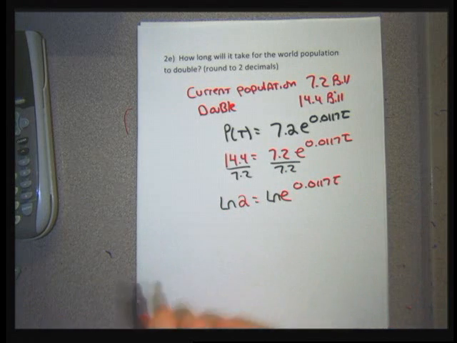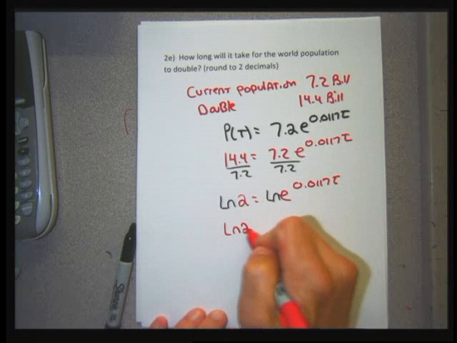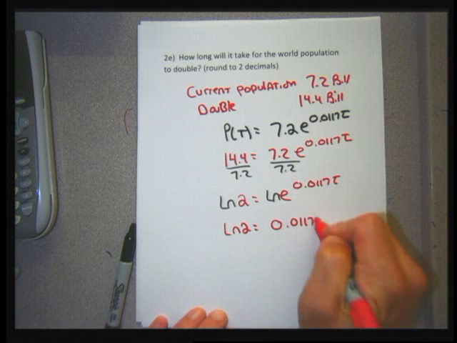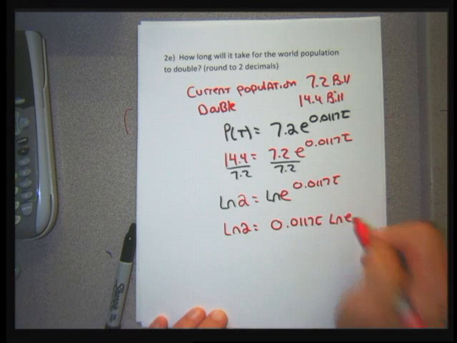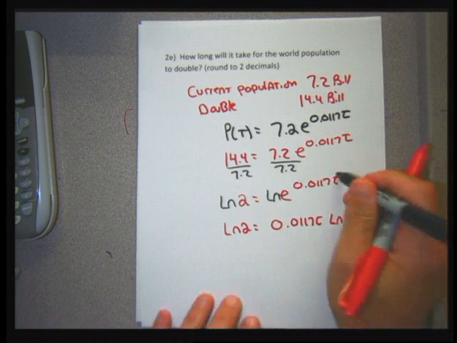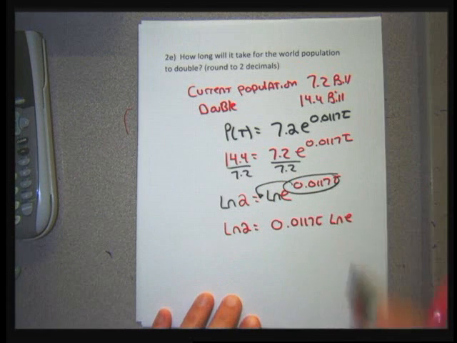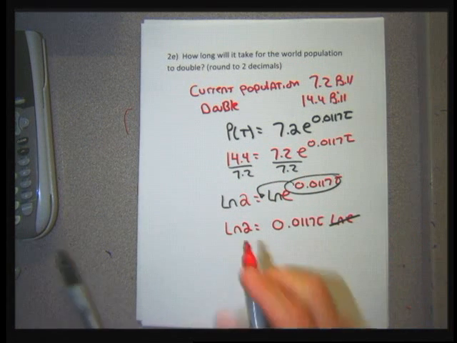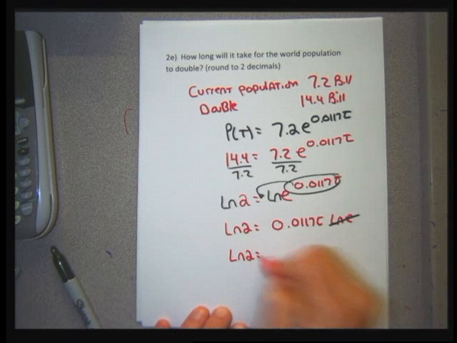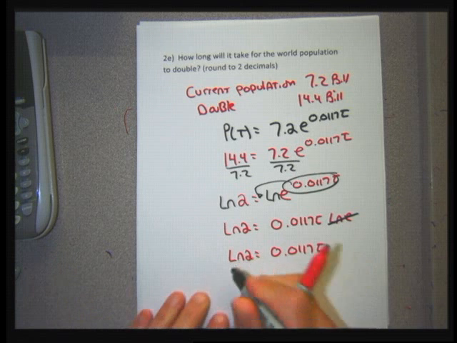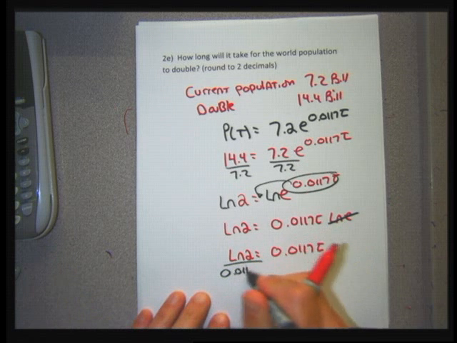I'm going to leave the left side just the natural log of 2. On the right side, I'm going to make the exponent 0.0117t a coefficient, so I'll bring this in front of my logarithm. Just like in the other part, this piece is equal to 1, so it can go away. So I get the ln of 2 equals 0.0117t. Now I'm going to divide both sides by 0.0117.